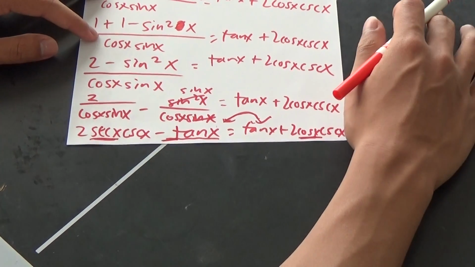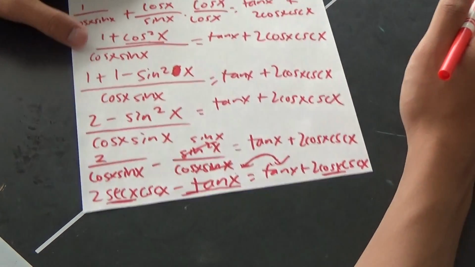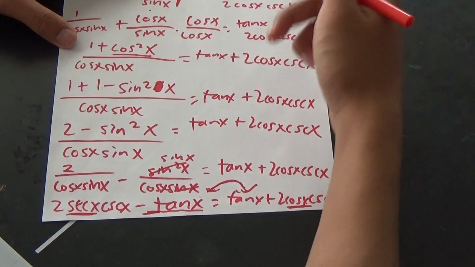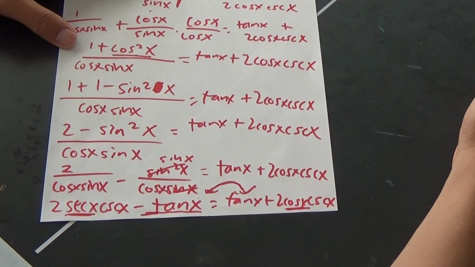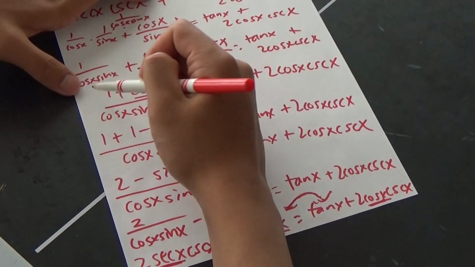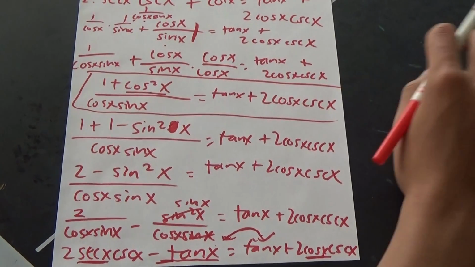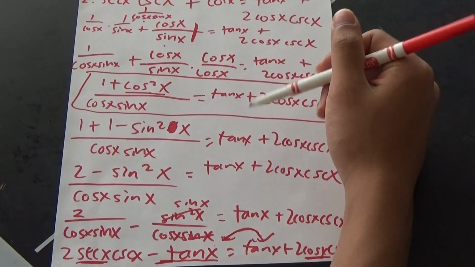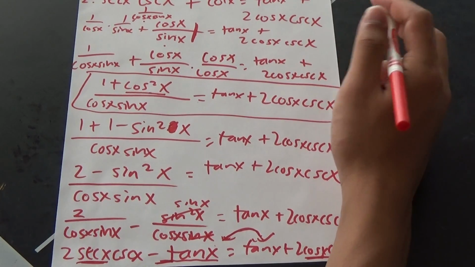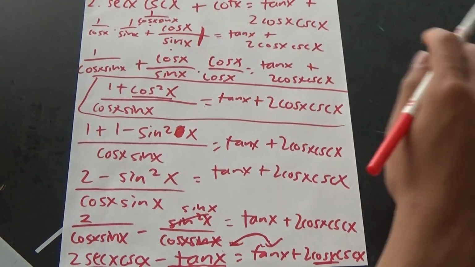Okay, guys? So what I'm going to do now is go back to the step where I had more than one option, which is this step right here. I'm going to go ahead and rewrite this step on a different piece of paper, but just know that we're starting from this step again, okay?